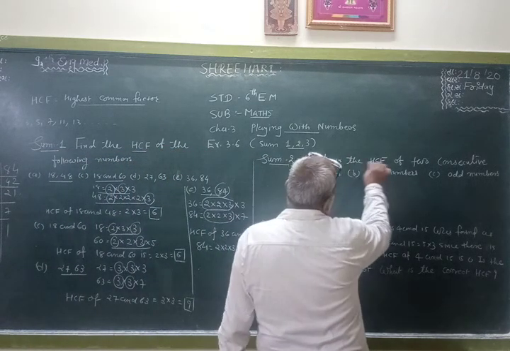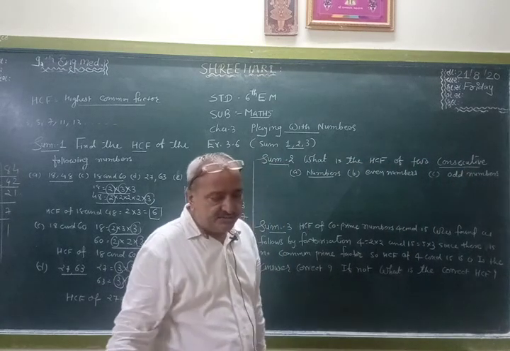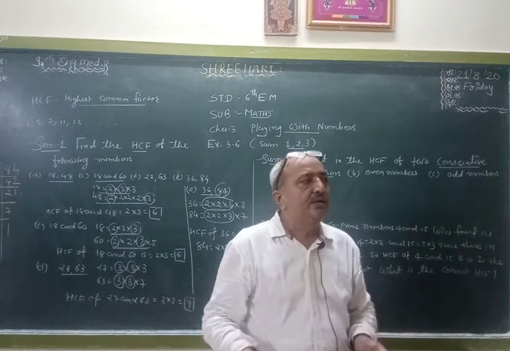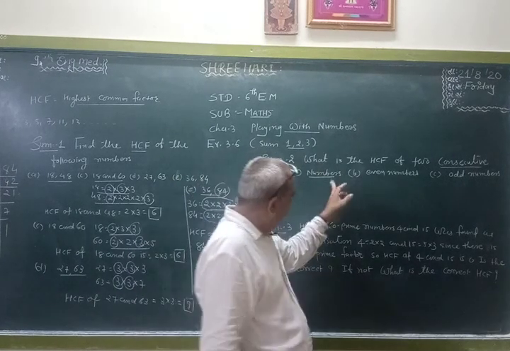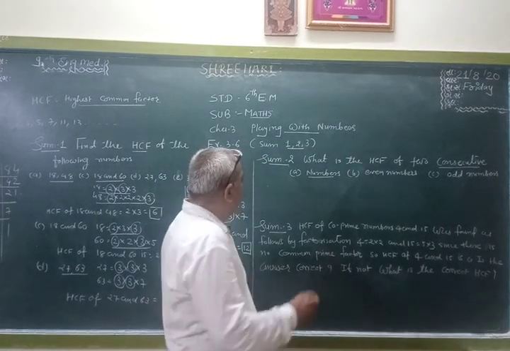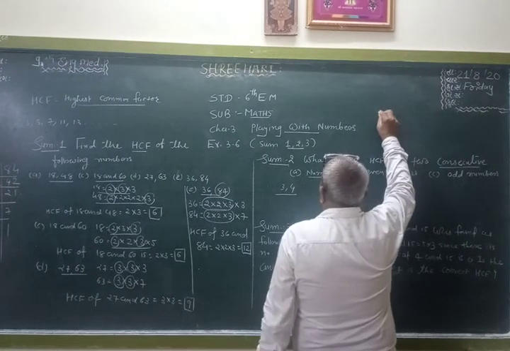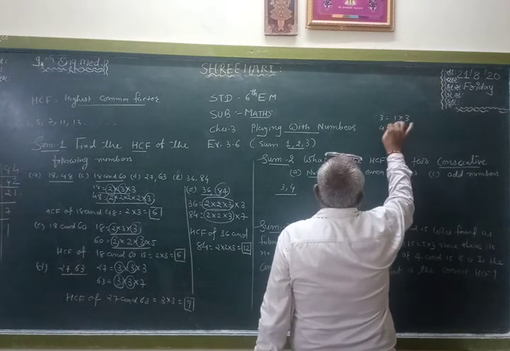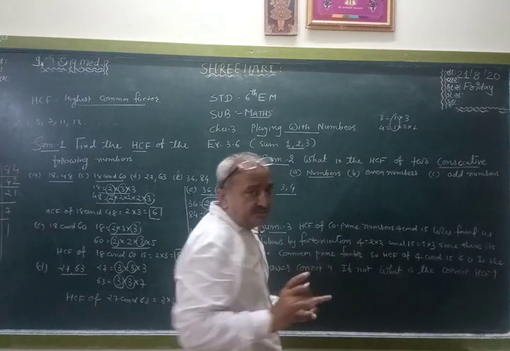What is the HCF of 2 consecutive numbers? Consecutive means, friends, nearby, next to each other: 1, 2, 2, 3, 3, 4, 17, 18, like this. So what is the HCF of 2 consecutive numbers? First, consecutive numbers means suppose 3 and 4 are consecutive. So the prime factors: 3 is 1 into 3, and 4 is 1 into 2 into 2. So the common factor is 1. Nothing common means 1.